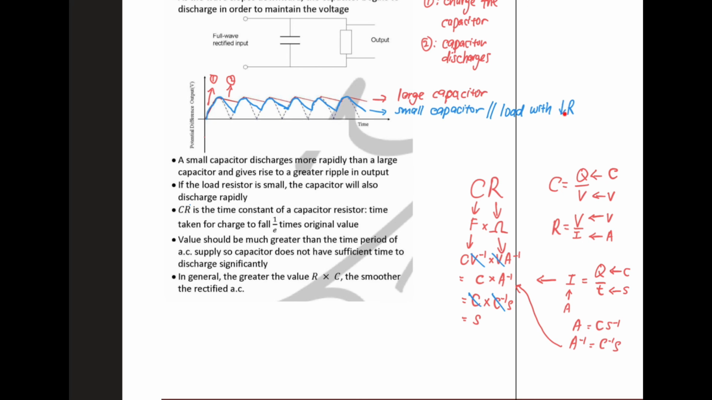If R is small, CR will be small. CR small means that we discharge very fast, as they mention here. When R is small, CR is small, the capacitor will also discharge rapidly. So this matches what we discussed just now. In general, the greater the value of CR, now they purposely turn it the other way around, R times C, which is CR, the smoother the rectified AC, alternating current.